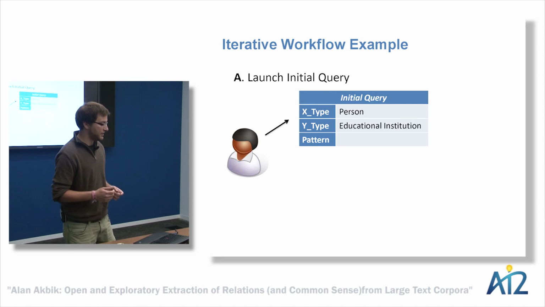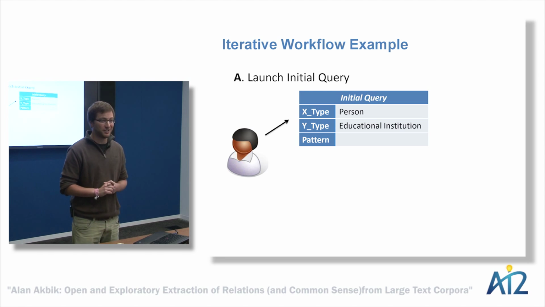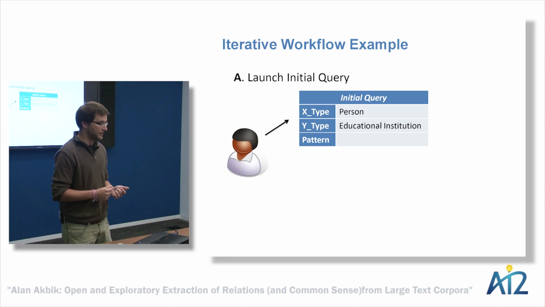So in this example, let's say this time we're interested in a person and their educational background, right? My first query limits the X type to be a person and the Y type to be of type educational institution. And I say I don't really know about the pattern yet at this point, so I just want to see all the patterns that hold between these two types.